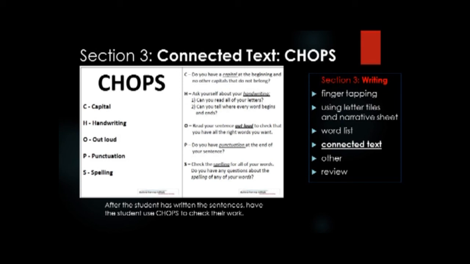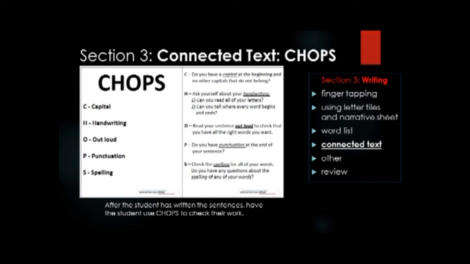Once a student finishes writing a sentence, we're going to use CHOPS as a way for the student to check their work. CHOPS stands for, well, the C stands for capital. So you'll say, do you have a capital? And the student will check their work, and yes, they will. If they don't, they'll fix it. Then handwriting, that's where you tell the student, what do you think of your handwriting? Is there proper spacing between the individual words? How do you feel about the neatness of your letters?